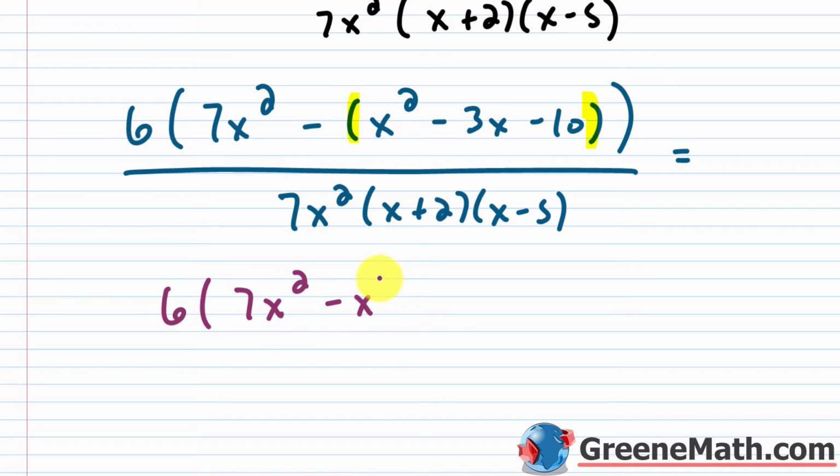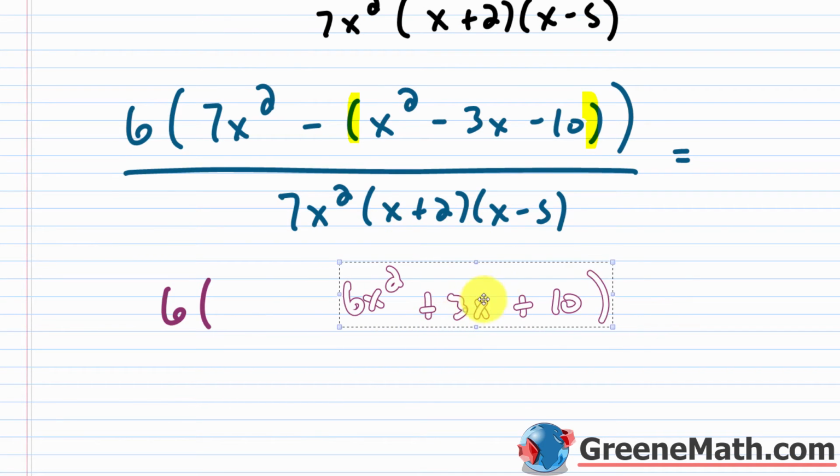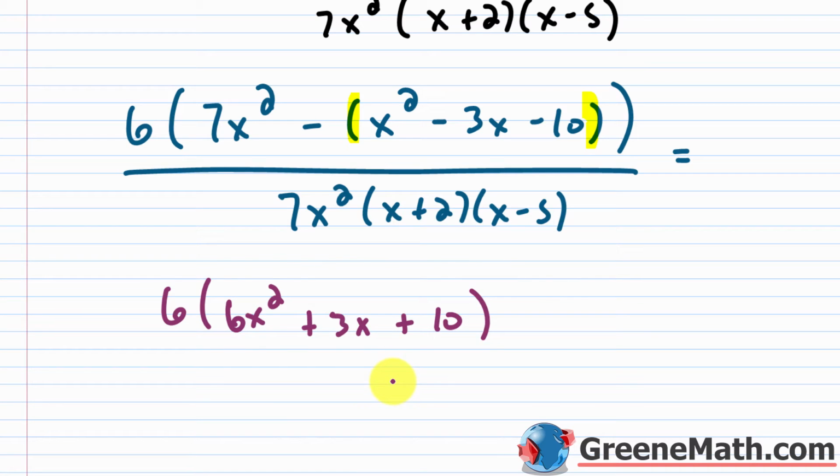So this is minus x squared. This is plus 3x, and this is plus 10. And let me close that down. So before we go any further, 7x squared minus x squared would just be 6x squared. So let's go ahead and write 6x squared here and just tighten this down like this. That way we don't have to worry about it.